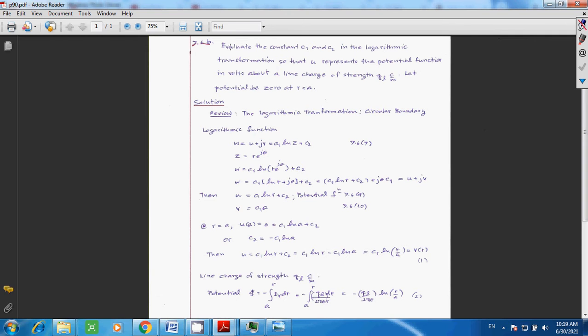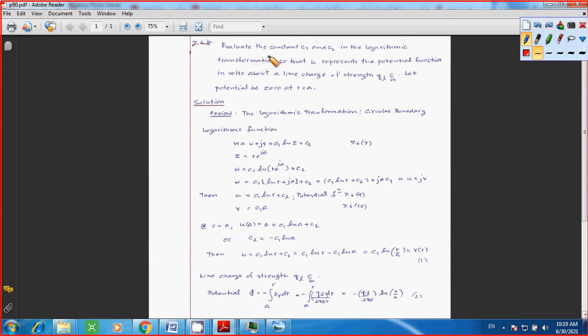Okay, for problem 7.6b, evaluate the constants C1 and C2 in the logarithmic transformation so that U represents the potential function about a line charge of strength QL coulomb per meter. Let the potential be 0 at R equal to A. The problem wants you to apply a logarithmic transformation to a line charge of strength QL.